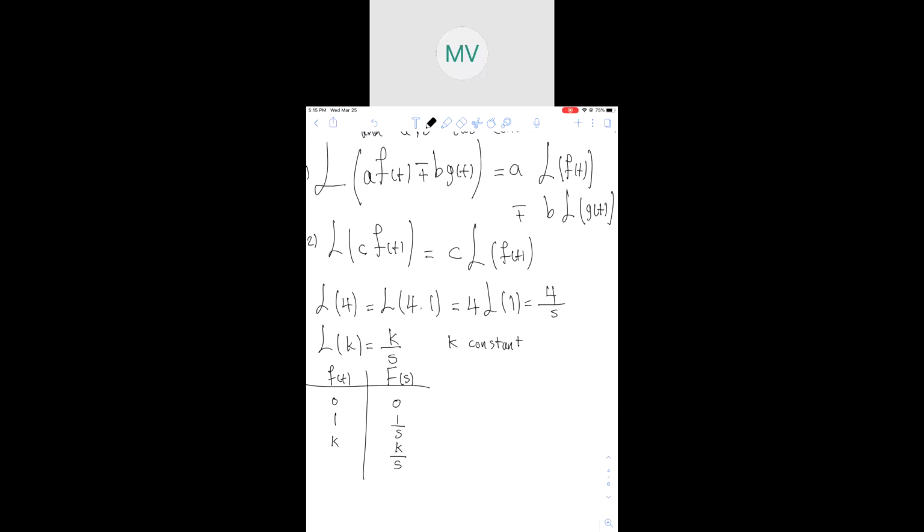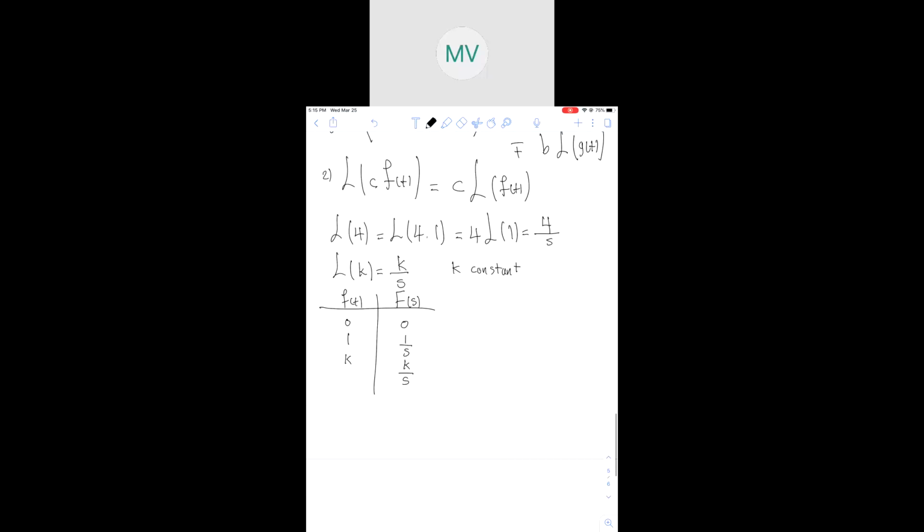Okay. Now we're going to go to some other types of functions. So maybe we can keep this here and then add to it. We'll see. The next function I'm going to use to find the Laplace transform of is the exponential function. So I'm going to find the Laplace of e to the t. Now let's generalize it. Multiply t by any constant. So let's say e to the at, where a is a constant.